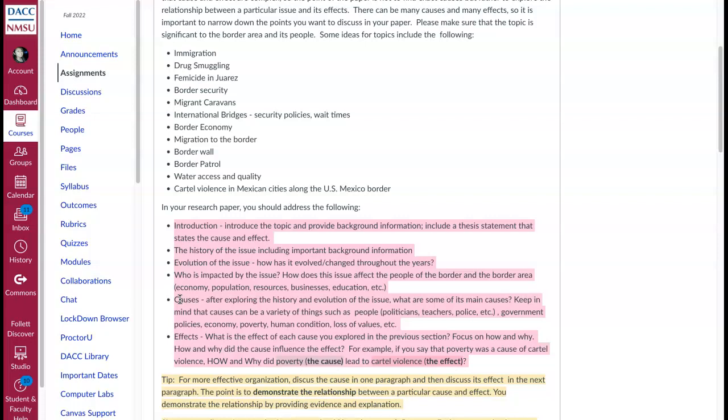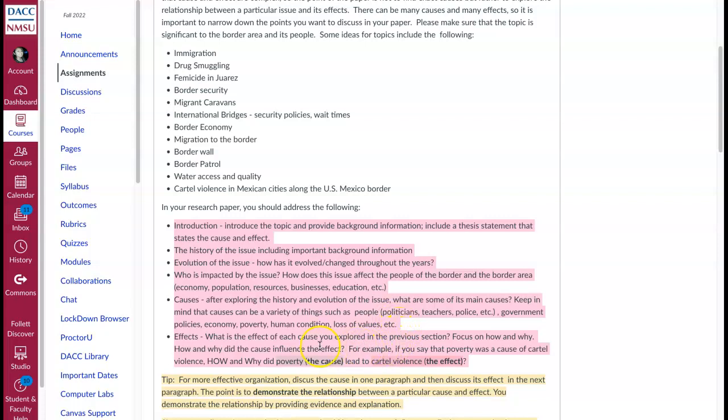Then you're going to get to the meat of this paper, which are the causes. So after exploring the history and evolution of the issue, what are some of its main causes? Keep in mind that causes can be a variety of things such as people, politicians, teachers, police, etc., government policies, economy, poverty, human conditions, loss of values. So basically causes can be a lot of different things. They don't have to be tangible. They could be things like cultural values, self-esteem, national pride, racism. A lot of those can be causes.